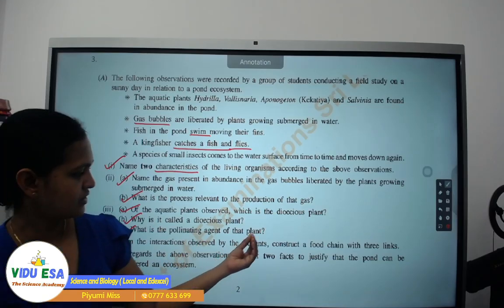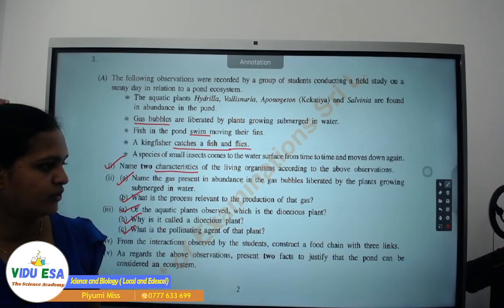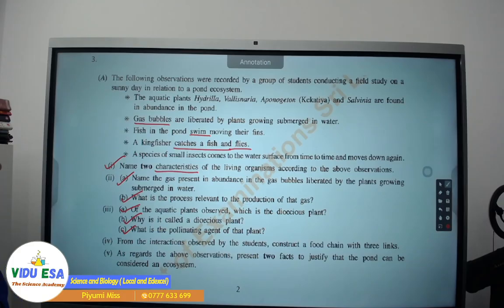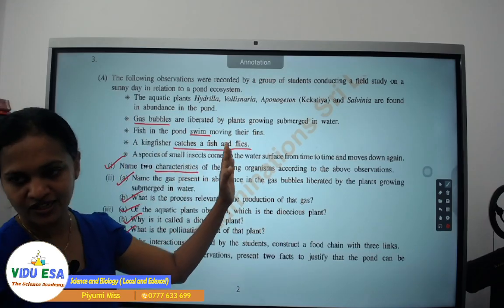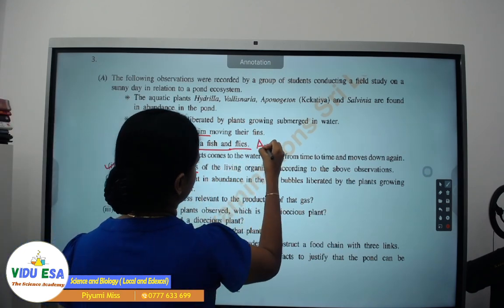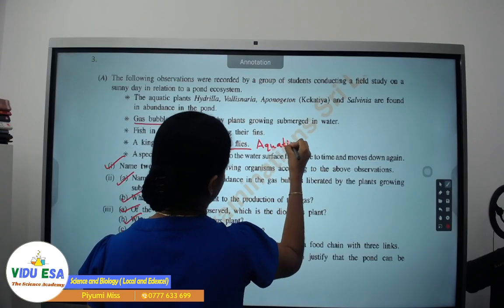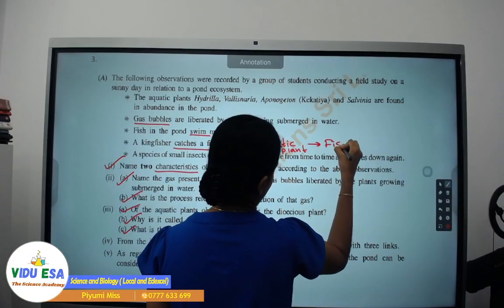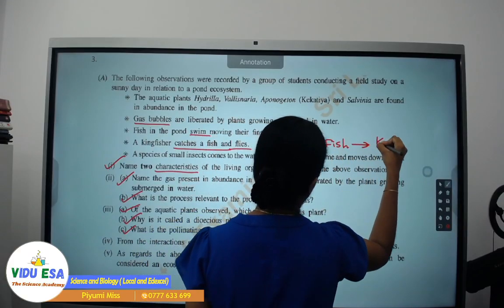From the interactions observed by the students, construct a food chain with 3 links. What is the food chain with 3 links? So, there are fish in the pond, and they are caught by the kingfisher. So what is it? Aquatic plants, fish and kingfisher. You can write that. What else did you write? Aquatic plants are eaten by the fish. Fish is eaten by the kingfisher.